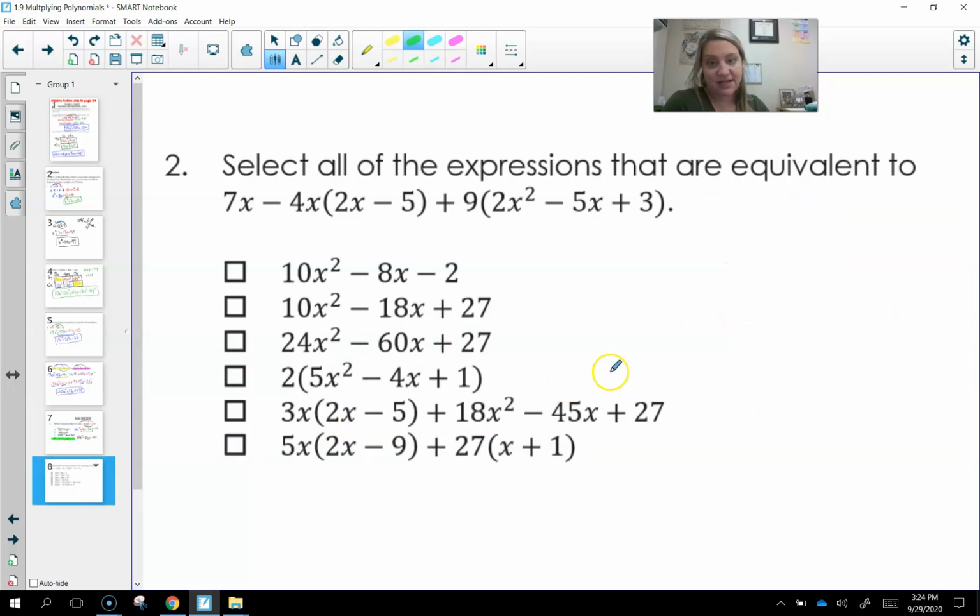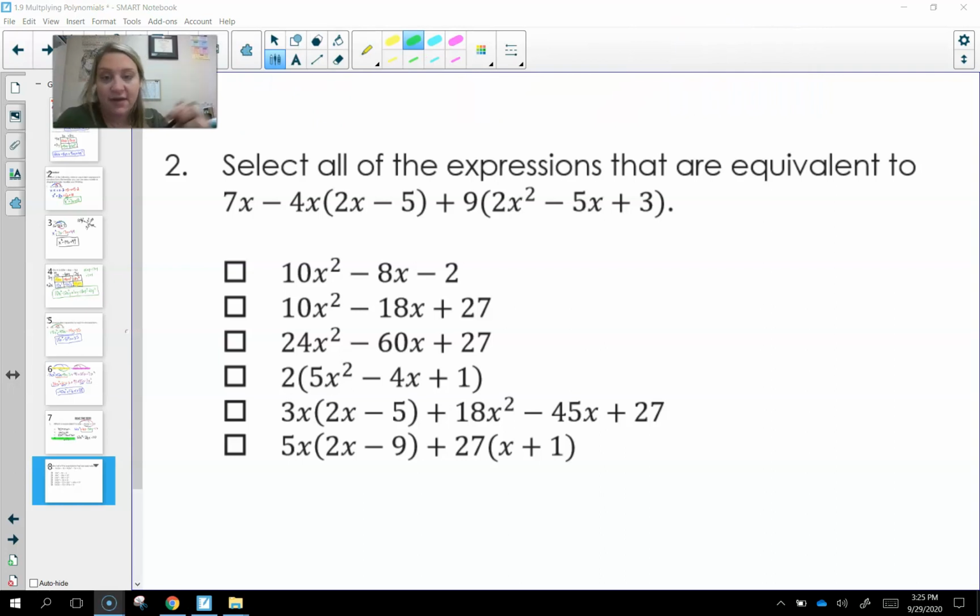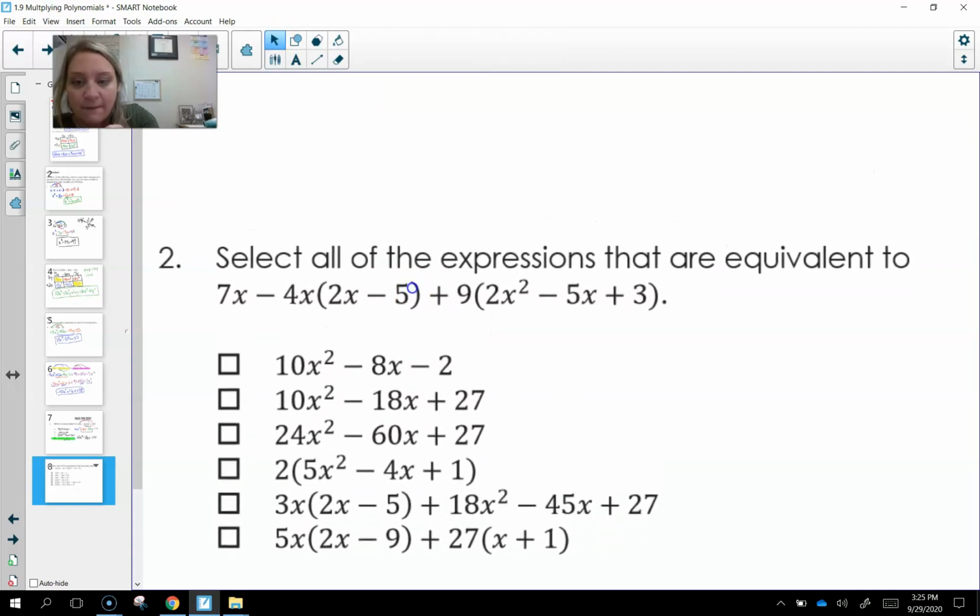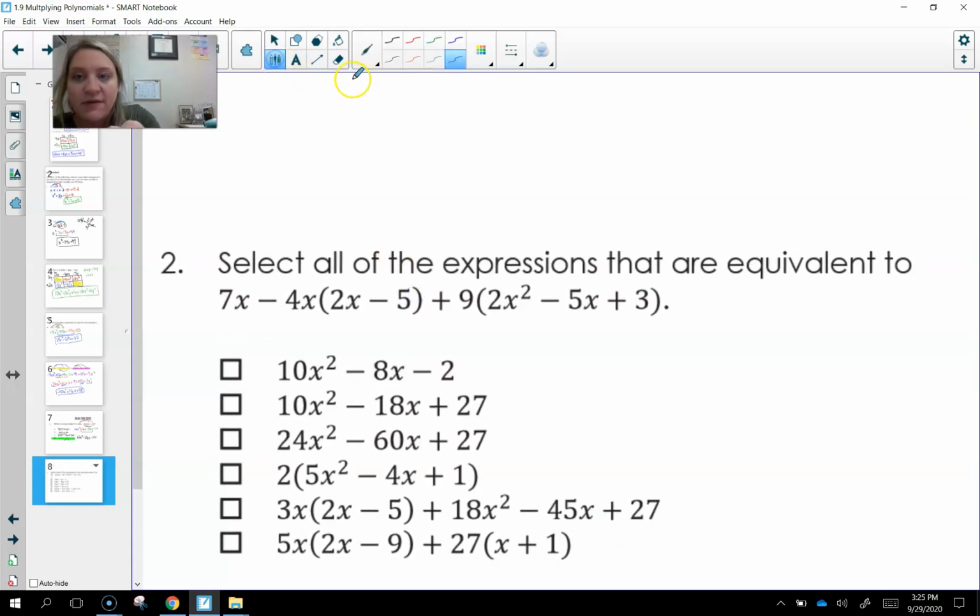Last one. Select all the expressions that are equal to this lovely expression. Okay, well then let's work this baby out. So I'm going to do the work above it. I'm going to move this down a little bit. I know you have a lot more space in your books, so I'm going to move that down.